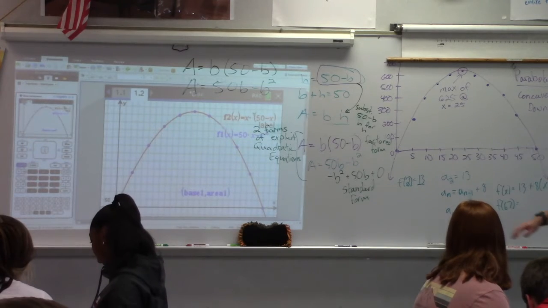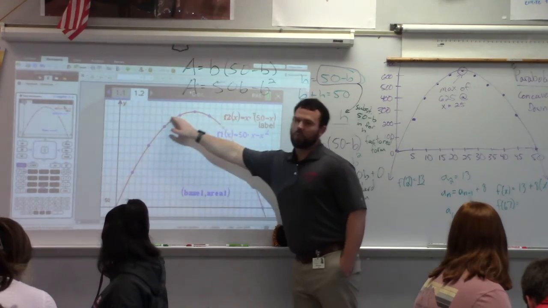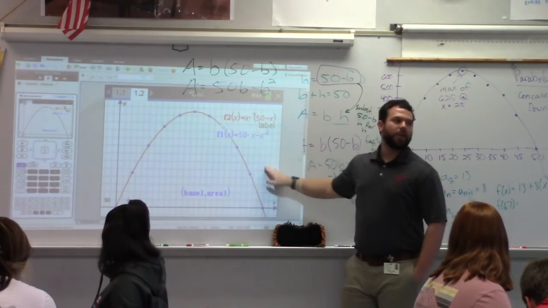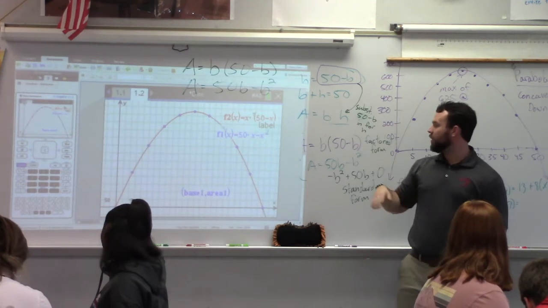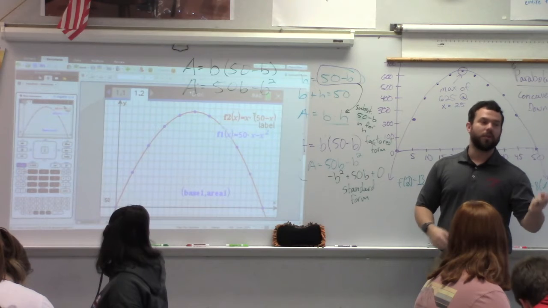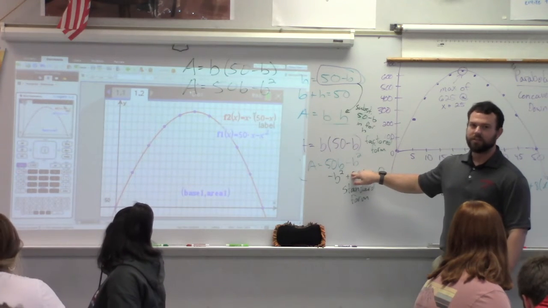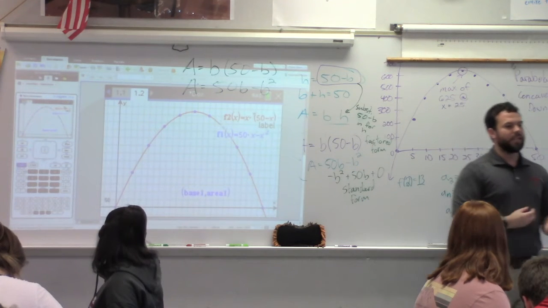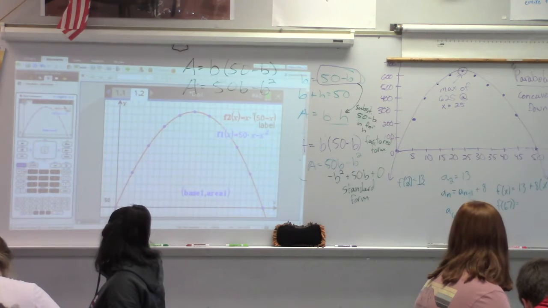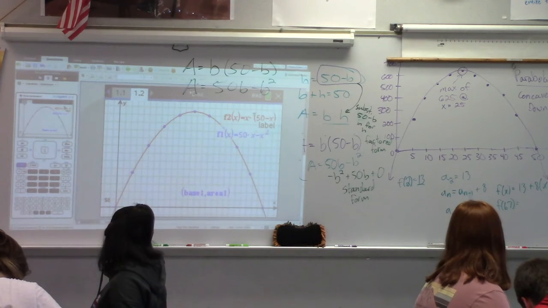I want you to notice how both of these equations map right on top of each other. Because they map right on top of each other, that's how we know that these equations are equivalent. They look different, but are they different? No, they're still the same. So the idea of equivalence is that they may look different, but they're still the same. And so, again, there's our graph for a parabola.